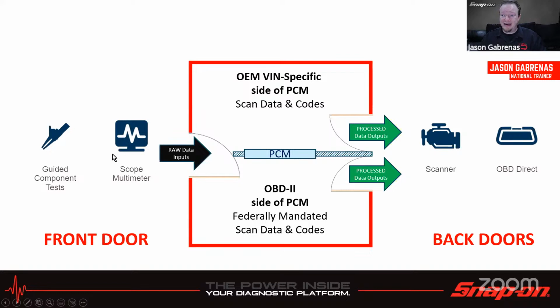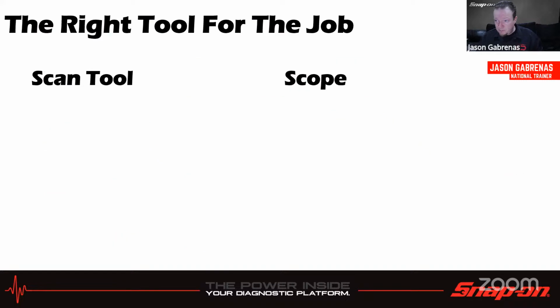Then, of course, to check any of the good or bad inputs, we're going to need to use a scope to see that. So if we're looking at just scanner data, we're on this side. If we're looking with the scope, we're going to be on this side, hooked up to a component or something somewhere in the wiring harness before it gets to the computer. We need the right tool for the job, basically.